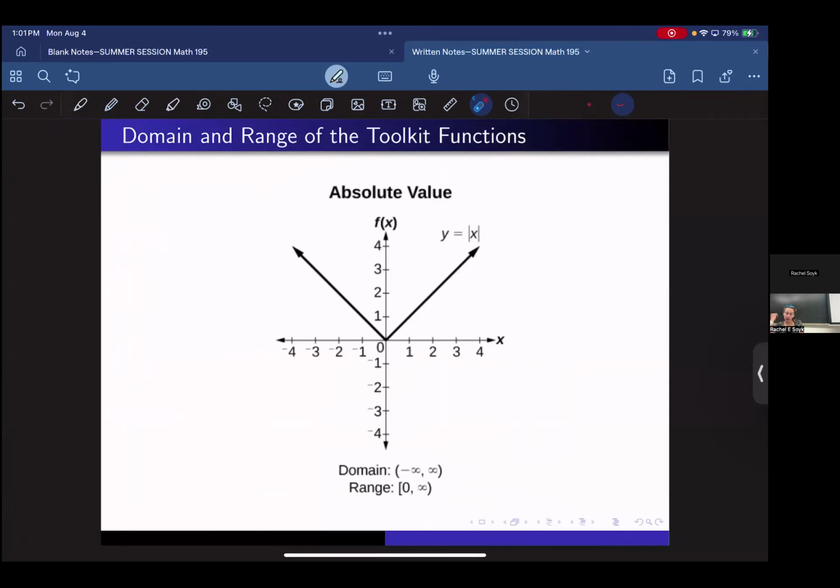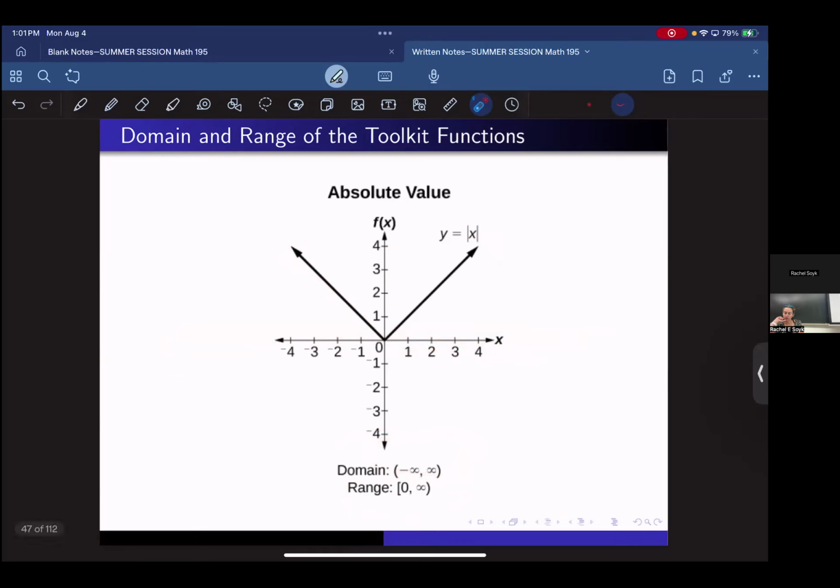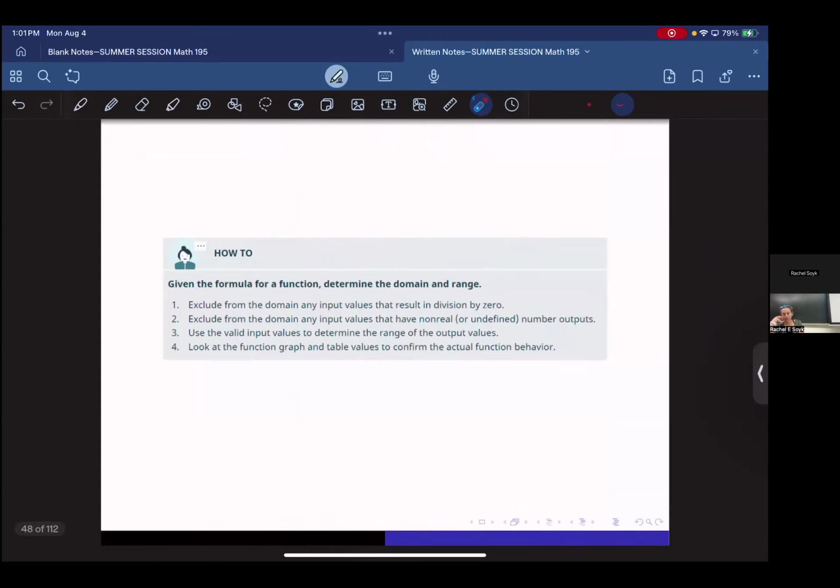And then absolute value, what is our domain and range here? Again, if you just look at it visually, you know that, okay, with my range, my minimum is 0, and then we have no maximum. So range is [0, infinity). Domain, no restrictions. We're including all possible x values in the real number system, so we have all real numbers.